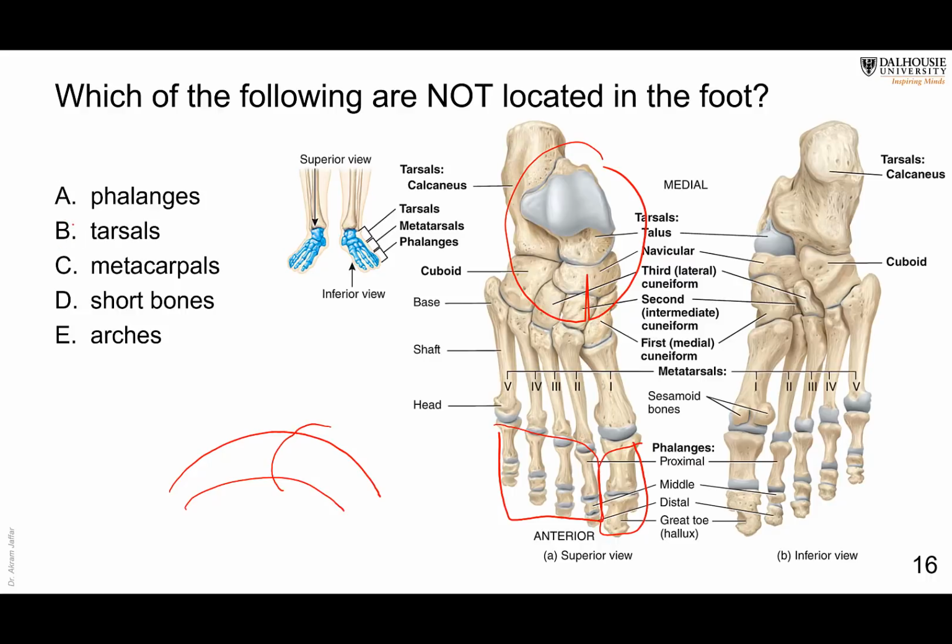The only structure that is not present in the foot are the metacarpals. The metacarpals are the counterpart of the metatarsals. We have 5 metatarsal bones here. These are long bones. We start numbering them from medial to lateral in the foot. In the hand, they are called the metacarpals. So metacarpals are present in the hand, but not in the foot.